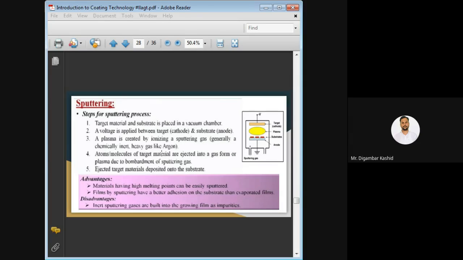You can take 1 minute just to read those steps, whatever I have explained. Just read out what I have written.